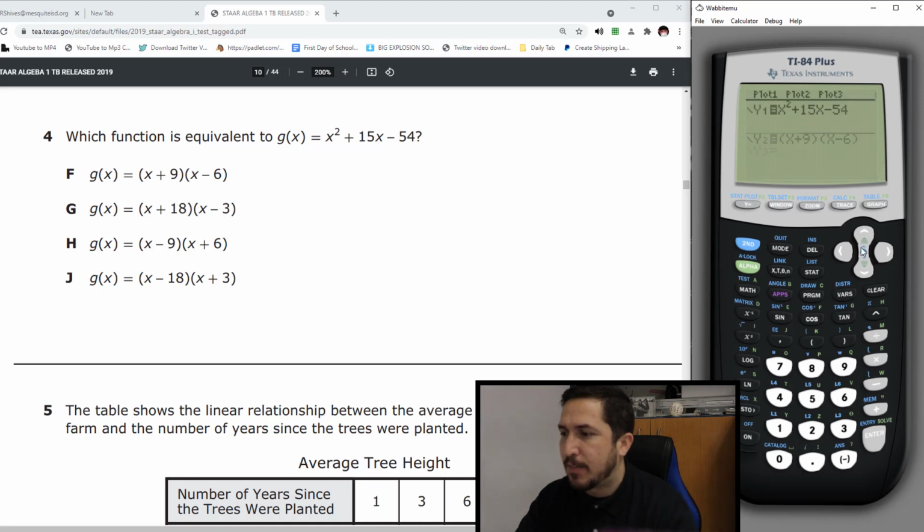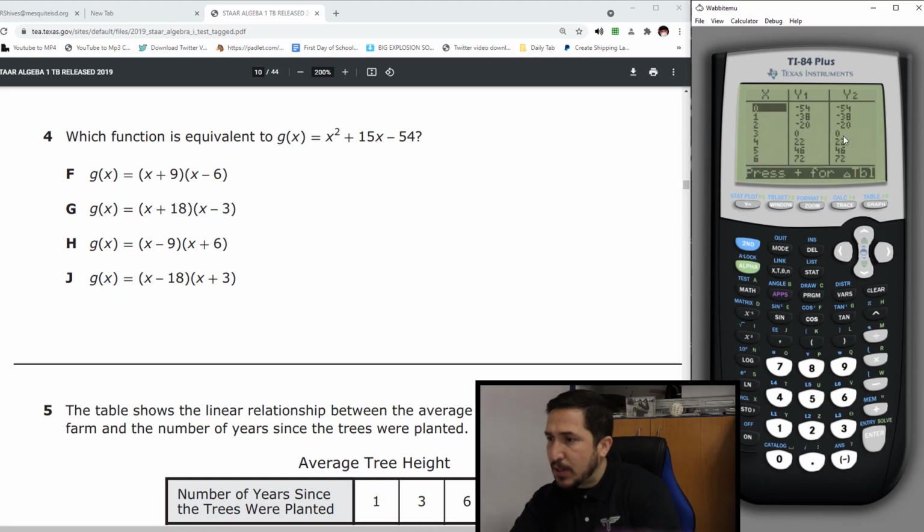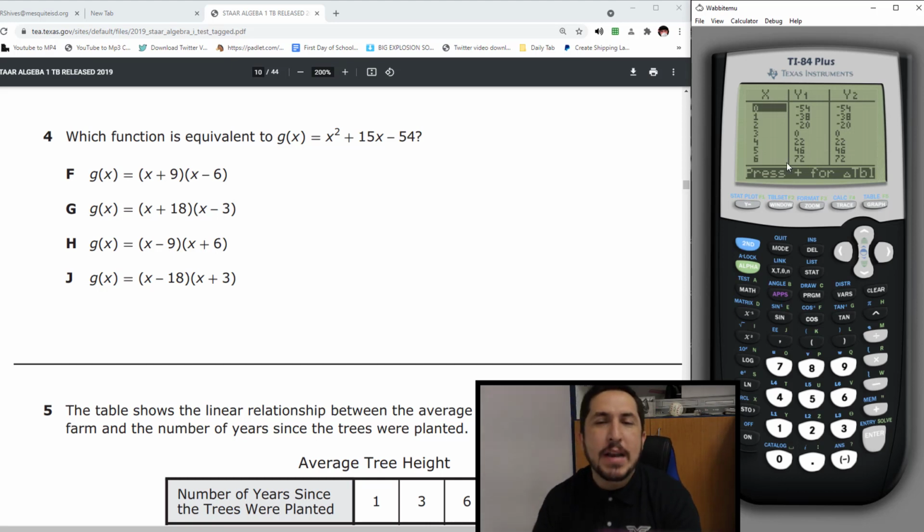It's not choice F. So I go back to y equals, I take off the second row, and now I'm putting in choice B. It's going to be x plus 18, close it, open, x minus 3, close it, second table. Let's look at these values, negative 54, negative, oh, this one matches all the way down. That's what the answer looks like for you guys that are doing it here on this TI-83 or 84. Like that, you check the table, don't check the graph, because the graph's going to be confusing. Check the table, it won't lie to you, it'll be right there.